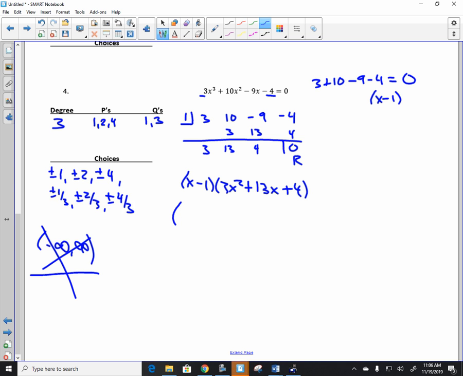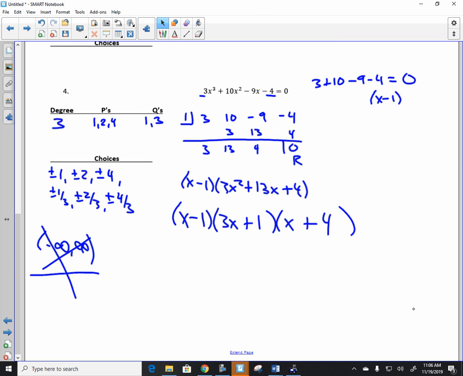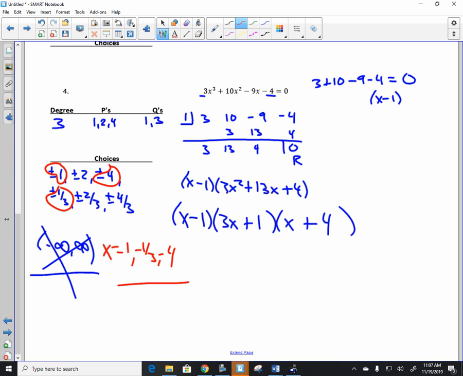Can we finish this off? We have x minus 1 times. How does that factor? Very good. So, lo and behold, we do have solutions to this polynomial. X is equal to 1, negative 1/3, and negative 4. Those are my 3 solutions. They are also options from the very beginning with my choices. 1, negative 1/3, negative 4. Good idea that I'm on the right path.